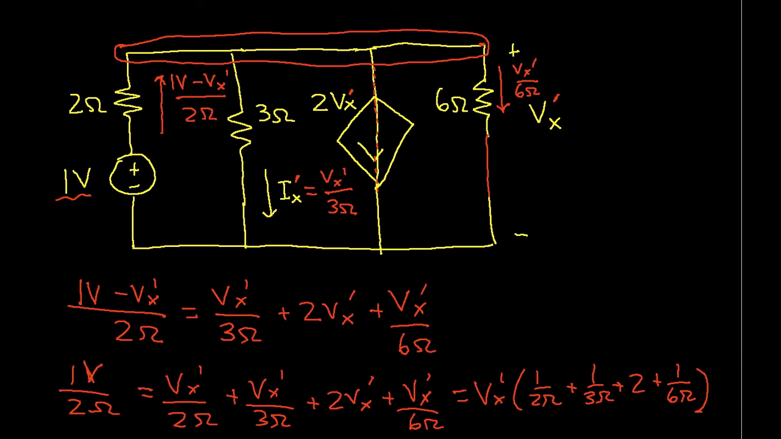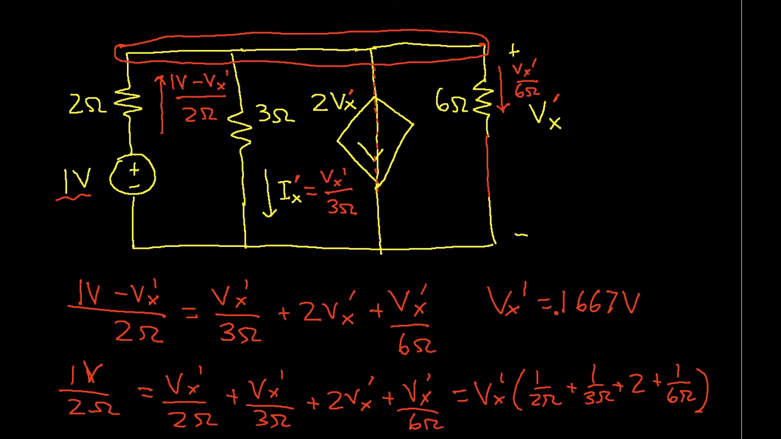And we have 1/2 divided by 1/2 plus 1/3 plus 2 plus 1/6. And doing that, we get then that Vx prime is equal to 0.1667 volts. Okay, so the next thing on the agenda is to go back to our original.